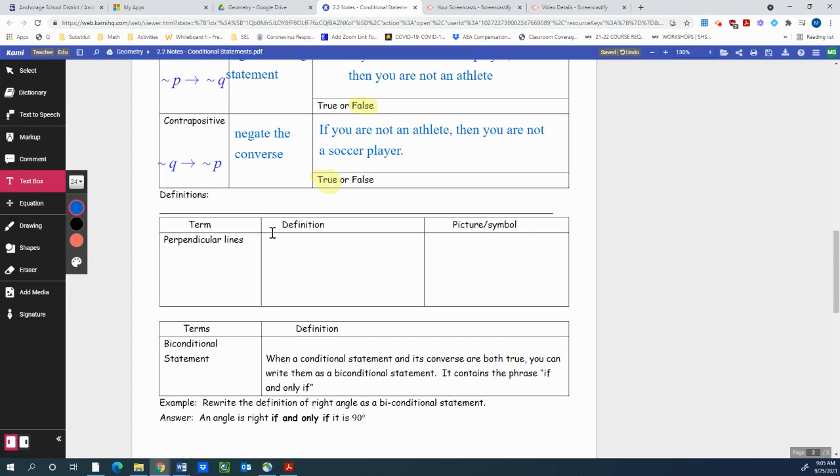They come up all year long, but the important thing to know about definitions is that a definition and its converse will always be true. A definition and its converse will always be true. You can pause and write that out if you need more time, but I'm going to give you an example down below.